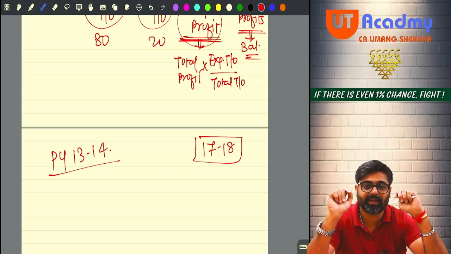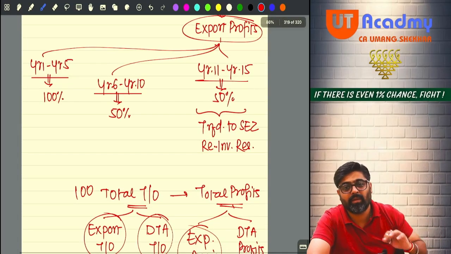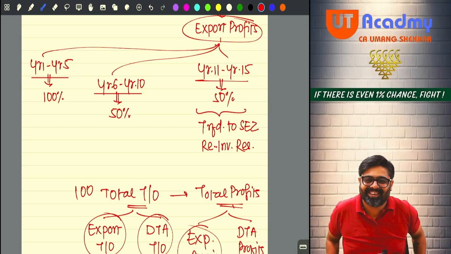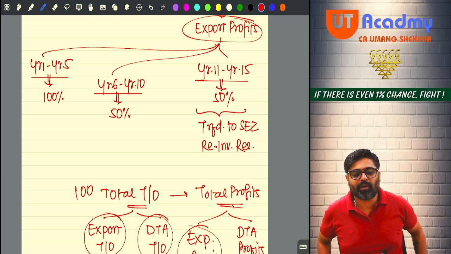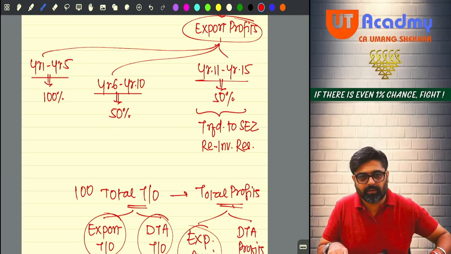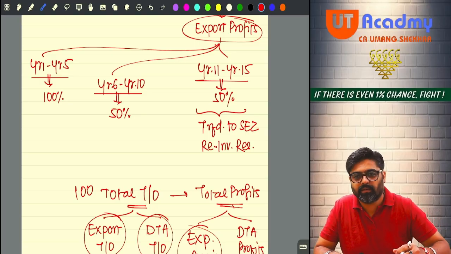But remember one thing, this 10AA deduction which you are claiming will be allowed only if you don't follow 115BAC. Meaning if you are following 115BAC, 10AA will not be allowed. Okay sir, should I move ahead?